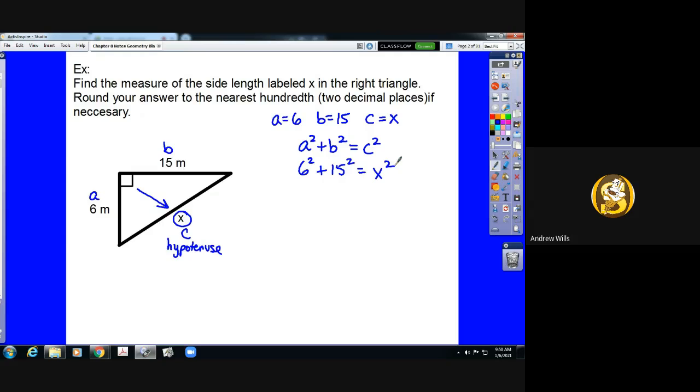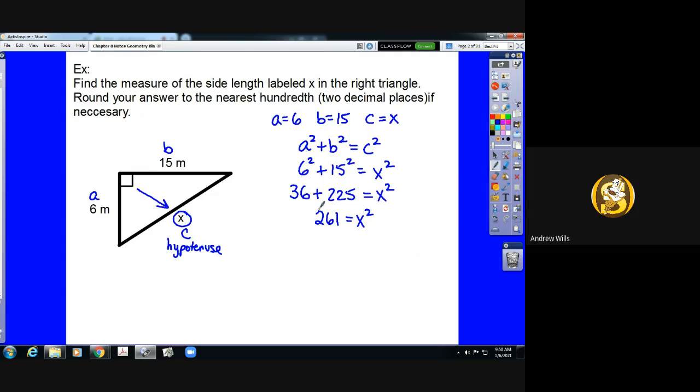So we start by doing 6 squared, which would be 36. 6 times 6 is 36. And 15 squared, 15 times 15, is 225. That still equals X squared. Those are like terms, so we add them together. 36 plus 225 is 261.